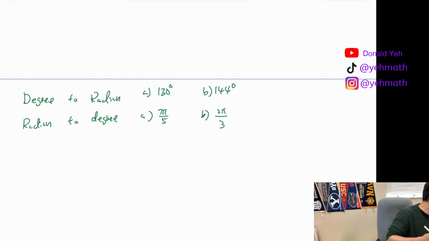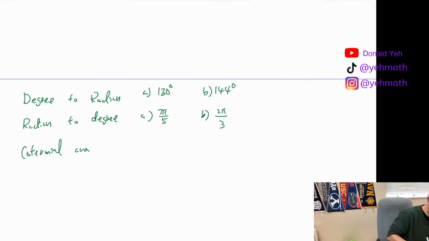You know how to find... So section 5.1. Angle to radian, radian to degree. Do you know how to find a coterminal angle? So coterminal angle.